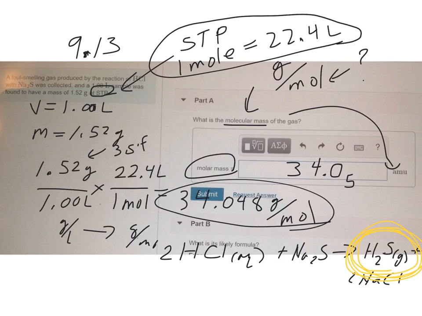And not only that, but if you do a quick calculation in your head, you realize that sulfur has a mass of 32 and that hydrogen has a mass of 1 each, and you have 2 of them, so 2 plus 32 is 34. That's it. Beep.